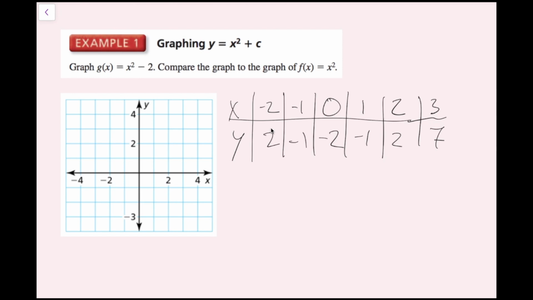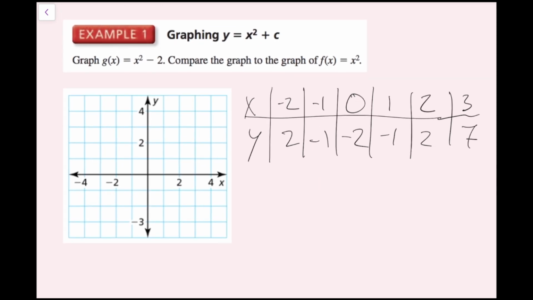Then I'm going to plot these ordered pairs. I'll do that in blue. I'll start with my vertex (0, negative 2). Then I'll go to (1, negative 1). Then I'll go to (2, 2). Then on the other side, (negative 1, negative 1). And then I'll go to (negative 2, 2). And the 7's not going to fit. So I'm going to draw my smooth curve here. I'm going to sketch it best I can.